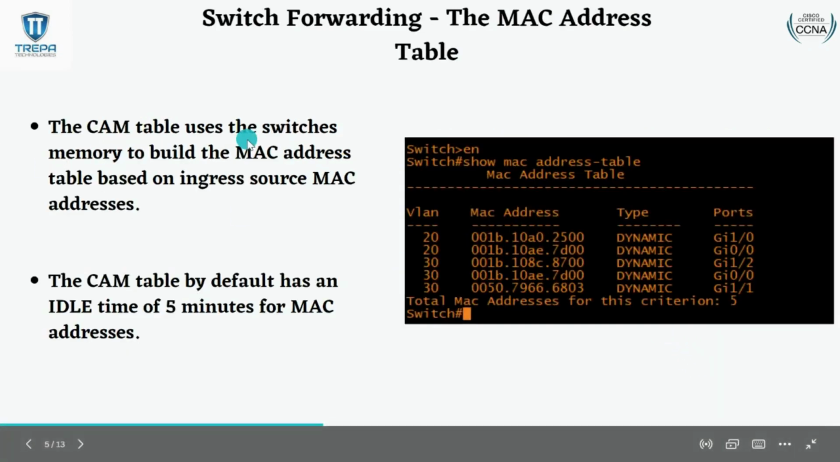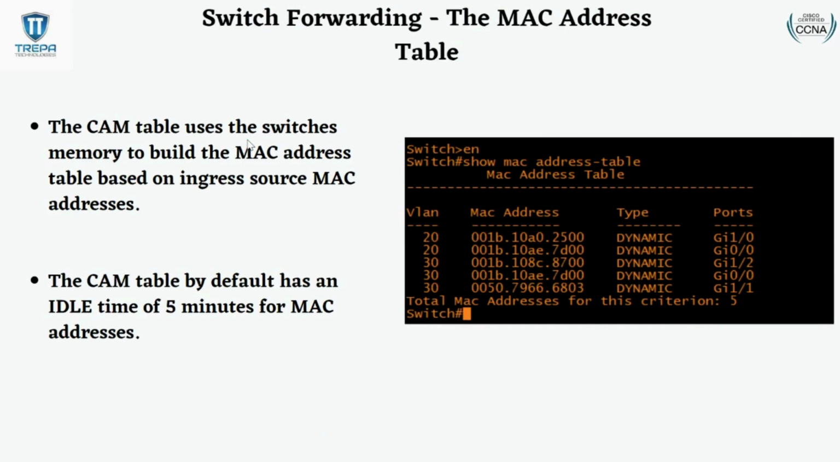Okay, so the CAM table uses the switch's memory, kind of like a computer uses its memory to build any dynamic table like an ARP table. The CAM table uses the switch's memory to build a MAC address table, again, all based on ingress source MAC addresses. And by default, that CAM table is going to have an idle time of 5 minutes for dynamically learned MAC addresses. So what does that mean?